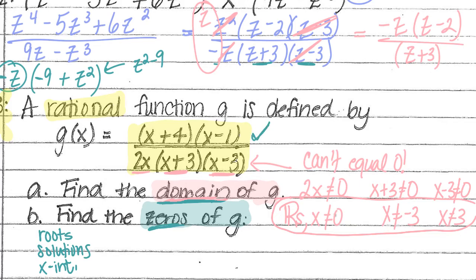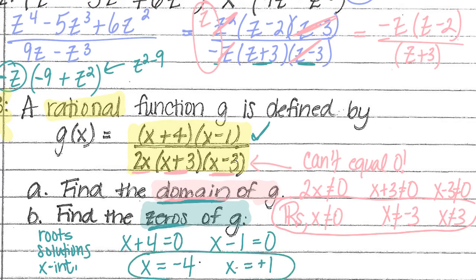When I look at the numerator, I am going to know that x plus 4 equals 0 and x minus 1 equals 0. So when I solve here, the zeros of g of x are negative 4 and positive 1. So the zeros are in the numerator and the denominator is showing us the domain. All right, again, please revisit this star circle highlight because you do need to know it.